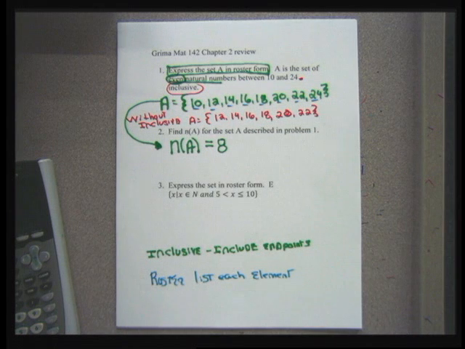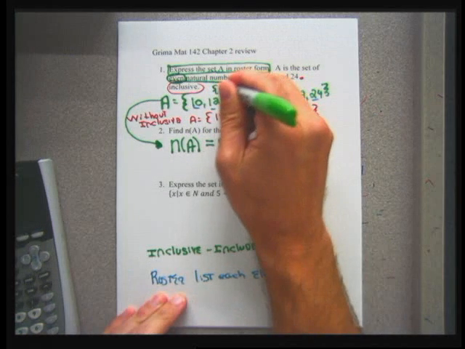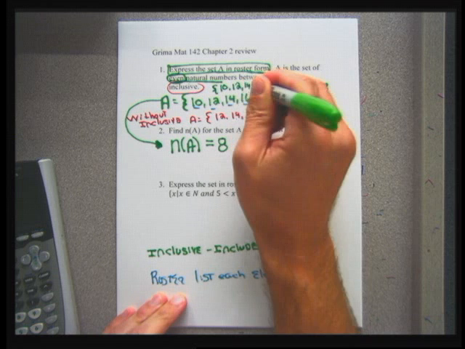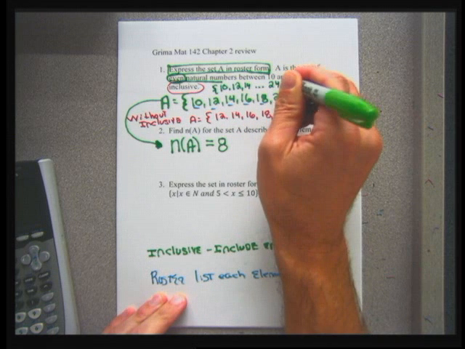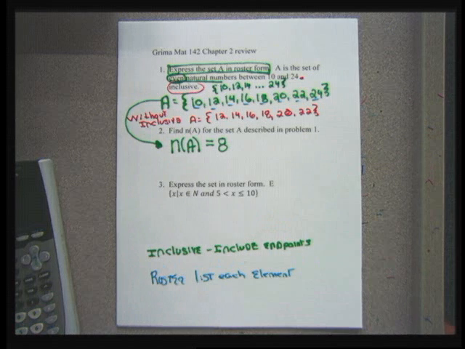So both 1 and 2, your answers really can't be much different than mine. For 1, you could have done something like 10, 12, 14, 24. But your answers aren't going to look remarkably different than mine. Your first and your last numbers are going to be the same. You should have set brackets.